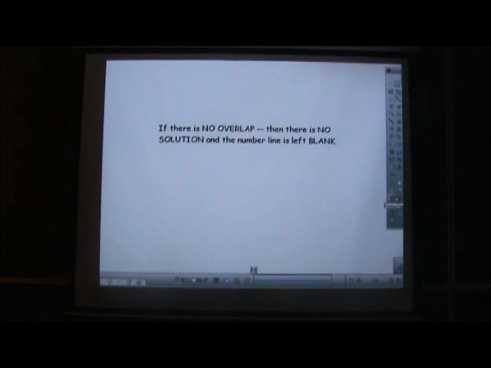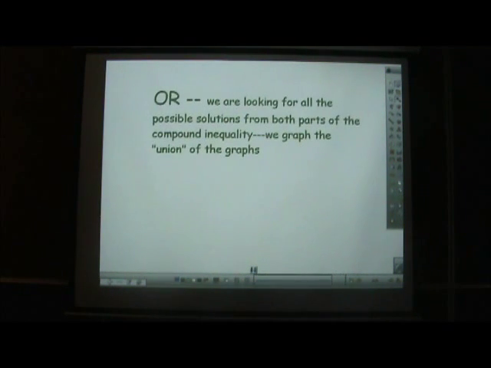If you get the situation where there is no overlap, then there's no solution, and you leave your number line blank. You draw the number line, you can number it, but do not do any circles or any graphing on that number line. If there's no solution, write no solution and leave the number line blank.